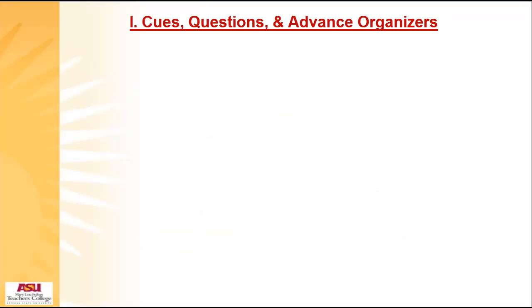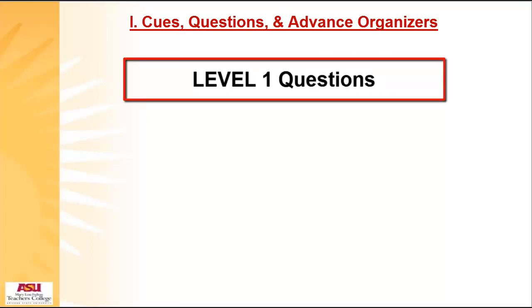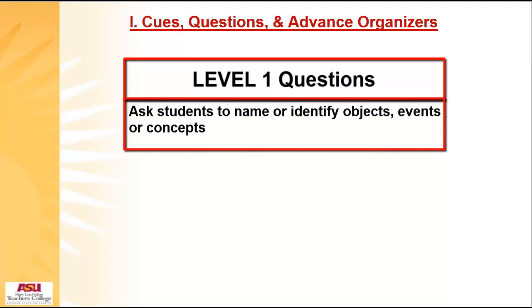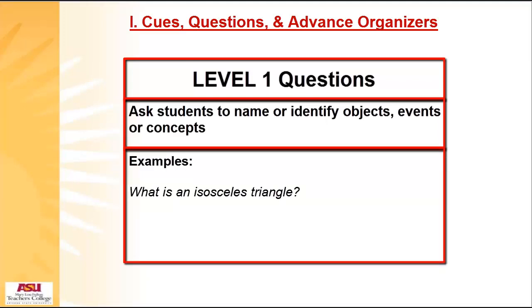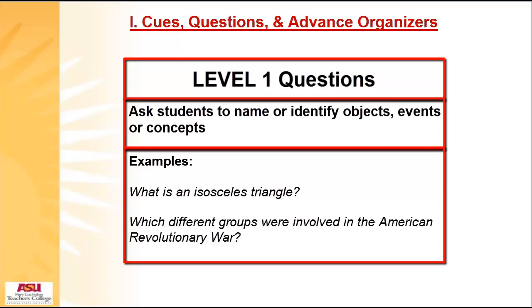When it comes to questions, there are actually 4 different levels. Level 1 questions ask students to name or identify objects, events, or concepts, and are used to build students' conceptual vocabulary. For example, what is an isosceles triangle? Or, which different groups were involved in the American Revolutionary War?